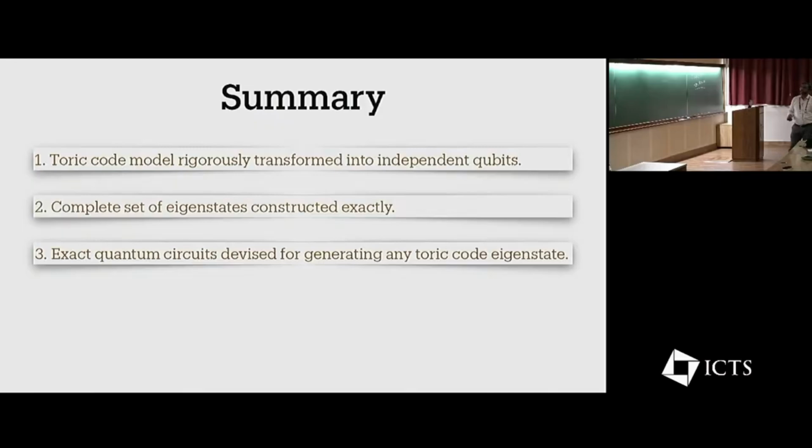Summarizing it: the Toric code model is rigorously transformed into independent qubits, a complete set of eigenstates is constructed, and exact quantum circuits are devised for generating any Toric code eigenstate.